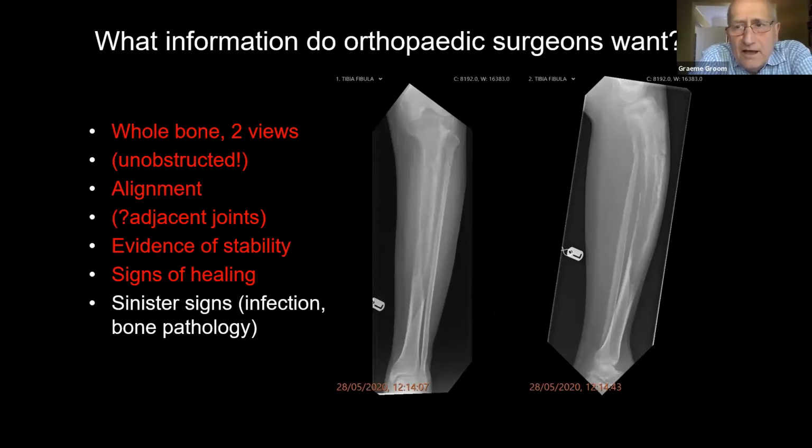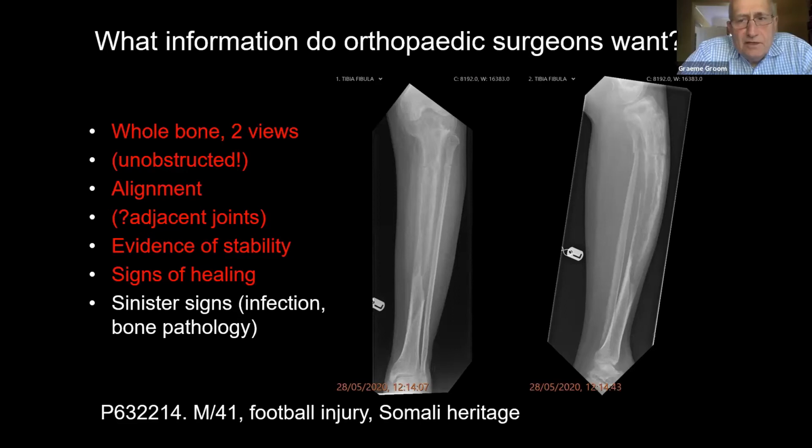Now, we're near the end. We're also near 2 o'clock. And so there are just a couple of cases for us to consider the issue of sinister signs of infection or bone pathology, perhaps. Now, this patient is 41 years old and came to us after a football injury. He's of Somali heritage. And if anyone has any idea about what this might represent, other than a proximal tibial fracture playing football, then perhaps you could just quickly chat.